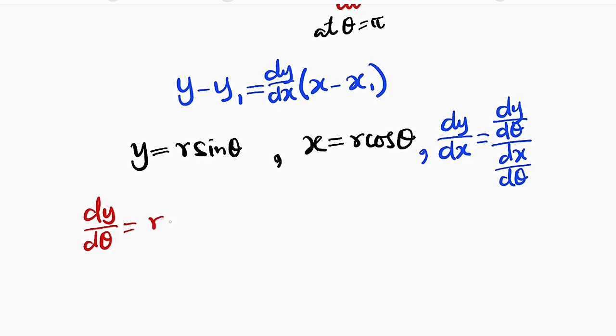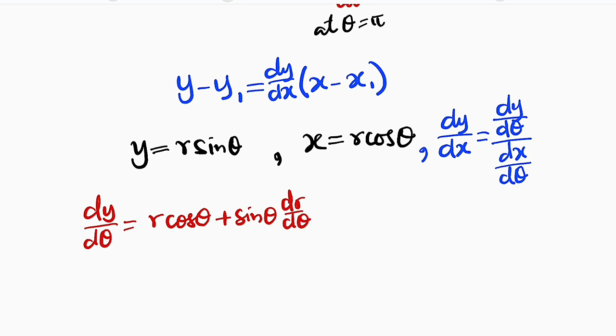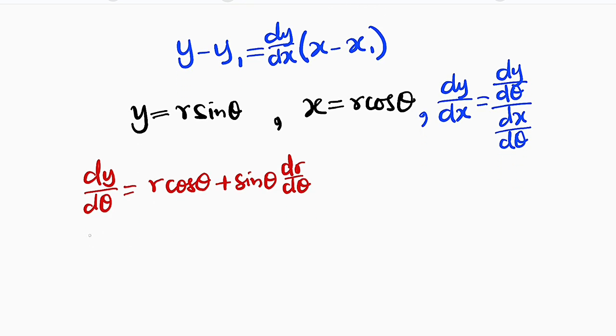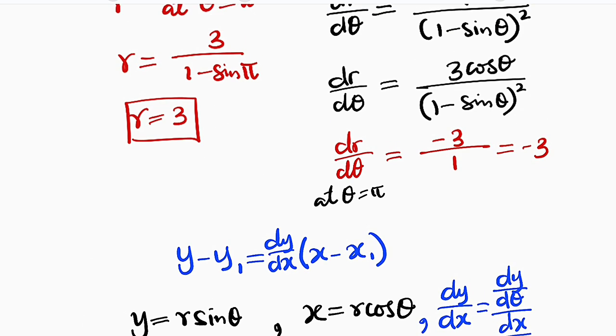Sine theta, if you differentiate it, you have cos theta. Plus, this time around, you keep sine theta constant. Then you differentiate r with respect to theta, which is going to be dr over d theta. All right, let's substitute everything at a point where theta is equal to pi, remember, all through. So this will be equal to r. Already we have r.